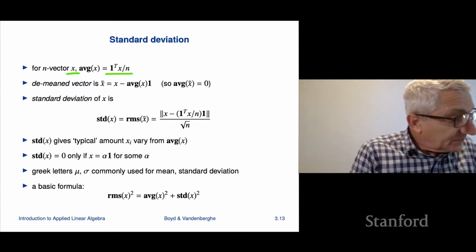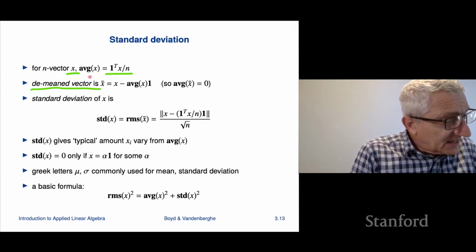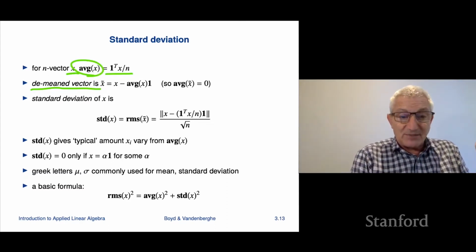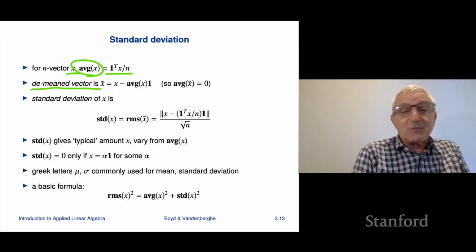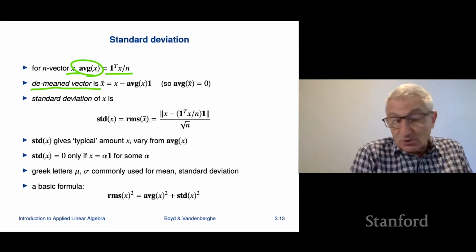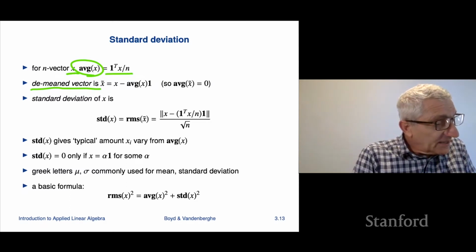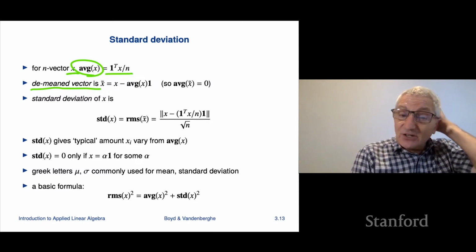Okay, now the de-meaned vector. Oh, and I should say that that's not standard notation. It's not universally accepted. Someone would probably figure out what it means if you wrote this down, but just to let you know. Okay, and then the idea of a de-meaned vector is very interesting.